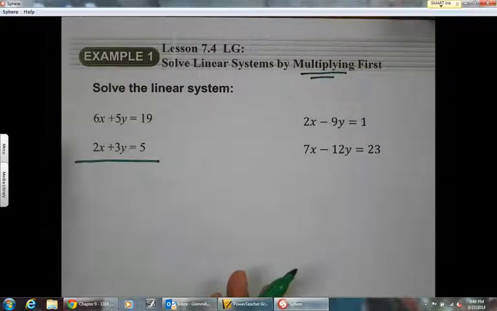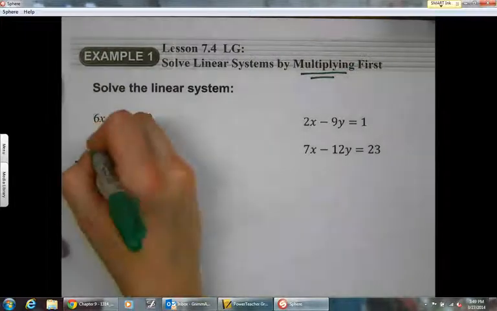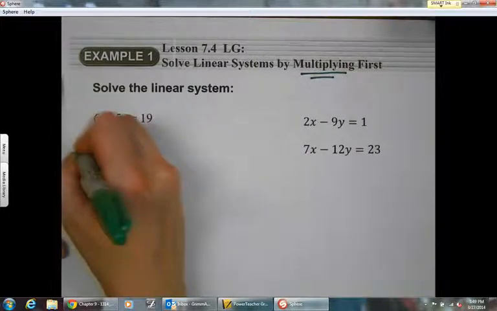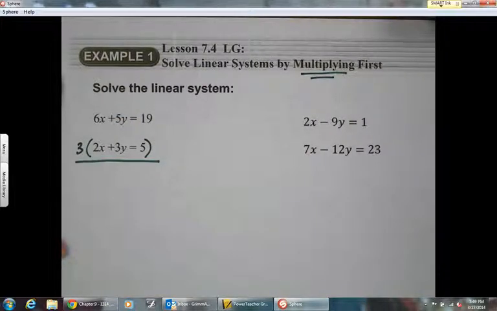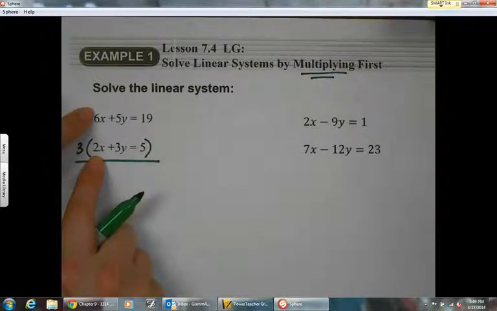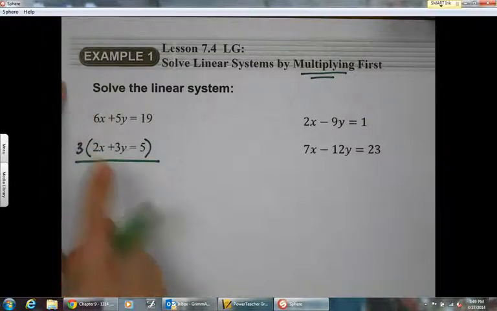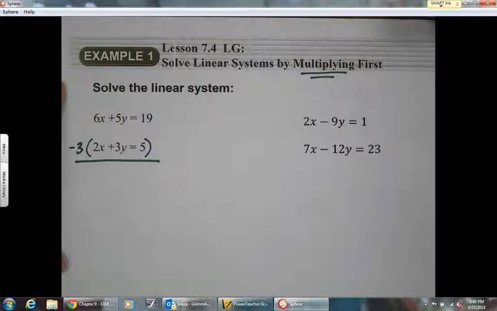So what my eyes do is I always look for one of these that can go into this one. So 2 can go into 6, and 2 can go into 6 3 times. And so I'd probably say, okay, well, what if I multiply this whole equation by 3? And so what I'm going to do is use the distributive property and say 3 times 2 is 6. But then I'm also going to say, wait a minute, if that's a 6, I probably want this to be a negative 6 so that it drops out. So I'm going to put that negative 3 right there.